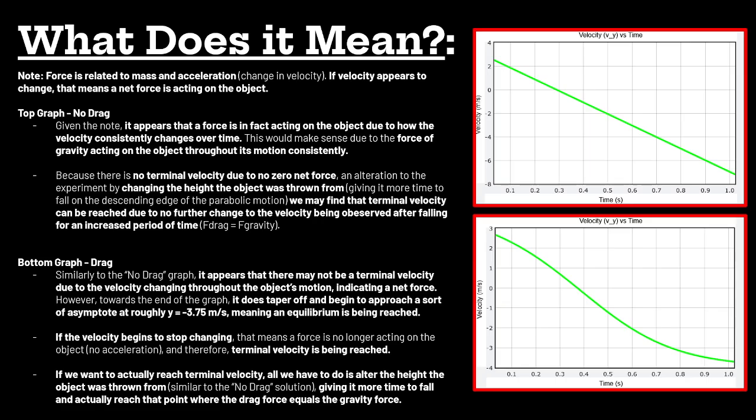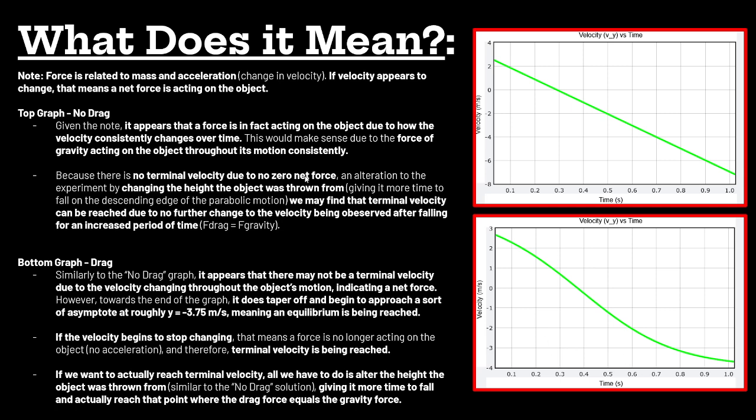Now, what does it mean? Look at both these graphs. This is the no drag and this is the drag. Terminal velocity is based on no net force acting upon it. But because the velocity is changing and F equals ma, there is a velocity change, which means there is a force acting upon it. However, it is important to note that the drag graph is tapering off here and approaching an asymptote at roughly -3.75 meters per second, meaning that it's getting to a point where there is no velocity change, there might be no net force acting upon it, which means that terminal velocity might be being reached.